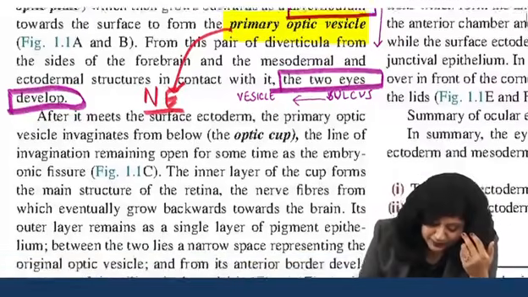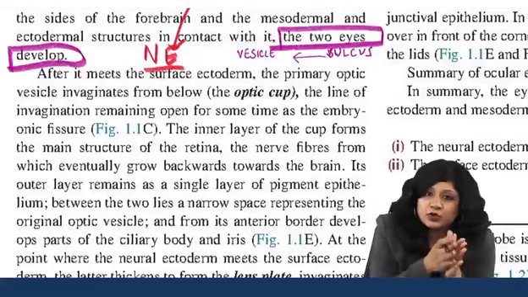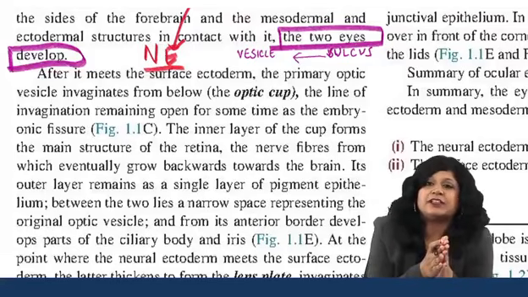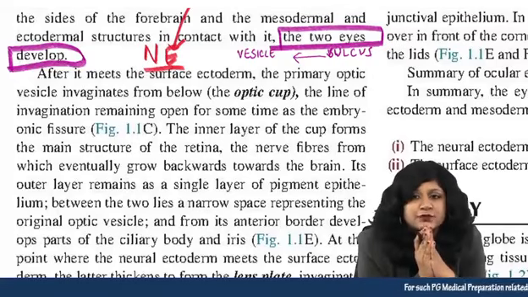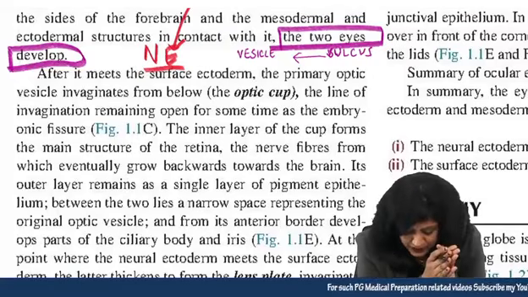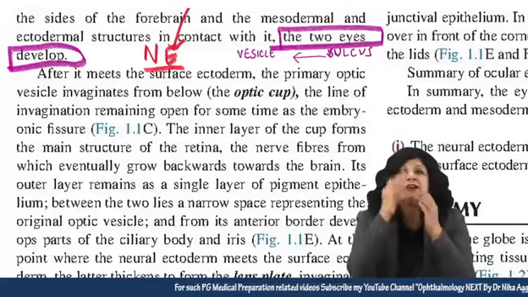Now after it meets the surface ectoderm, we have two parts of the ectoderm: one is your neuroectoderm and one is your surface ectoderm. When it is meeting the surface ectoderm, it invaginates from below and forms an optic cup.